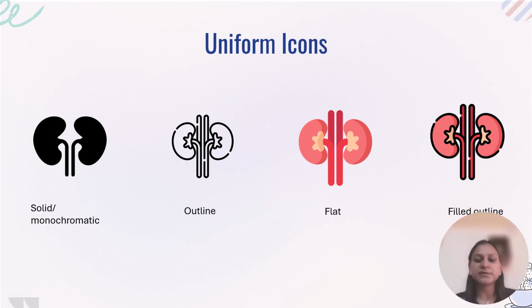When you go to these websites, you will find various types of icons. Here are some of the types of icons. We have solid or monochromatic icons, outline icons, flat icons, and filled outline icons. Whenever you're choosing icons, you can choose whichever you like, but make sure that all the icons are of one particular type. So if you're using solid or monochromatic icons, make sure that the entire visual abstract is filled with only solid and monochromatic icons. It is very important to maintain the uniformity of icons.